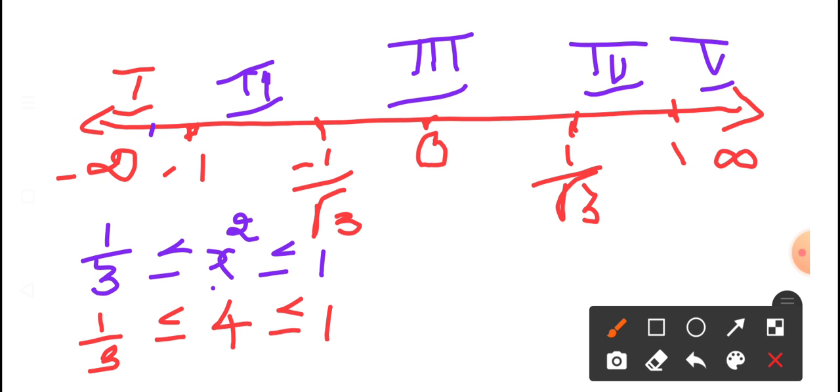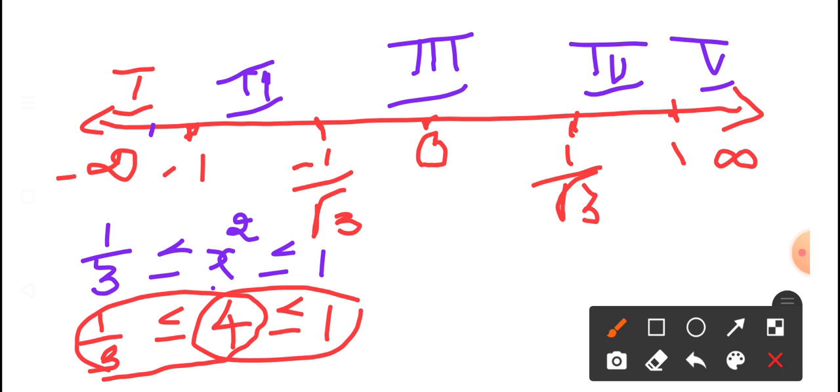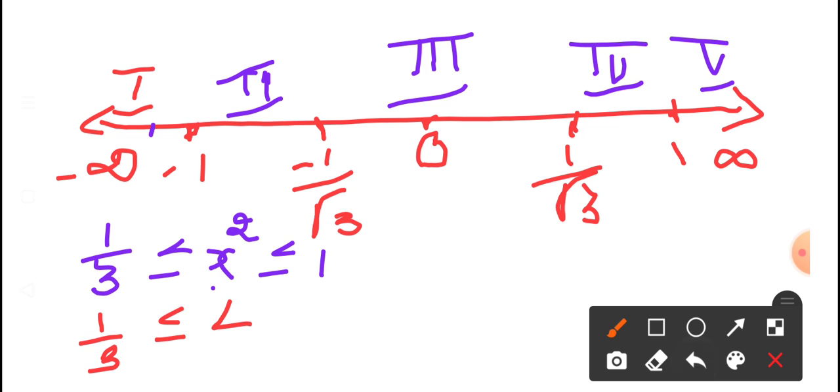Is this right or wrong? 1/3 ≤ 4, this first one is right. But 4 ≤ 1 is wrong. So the first interval is not suitable. We cannot take the first interval, and we take the second interval.